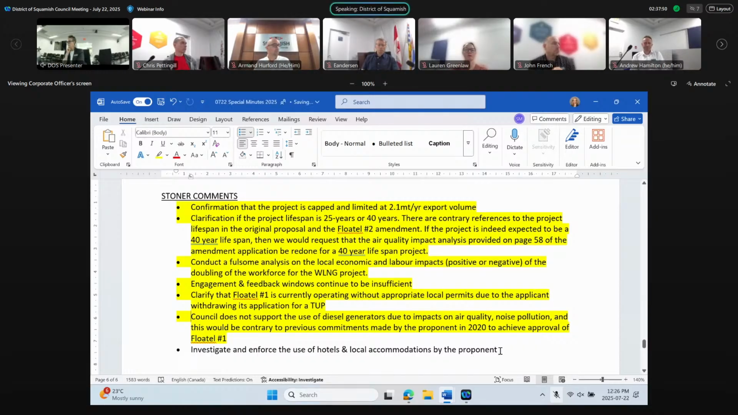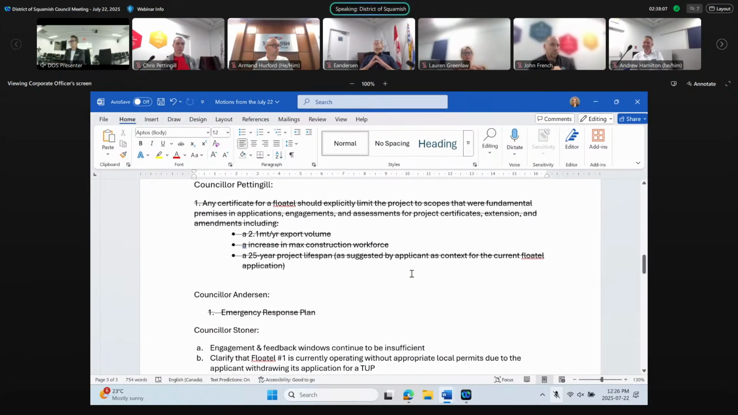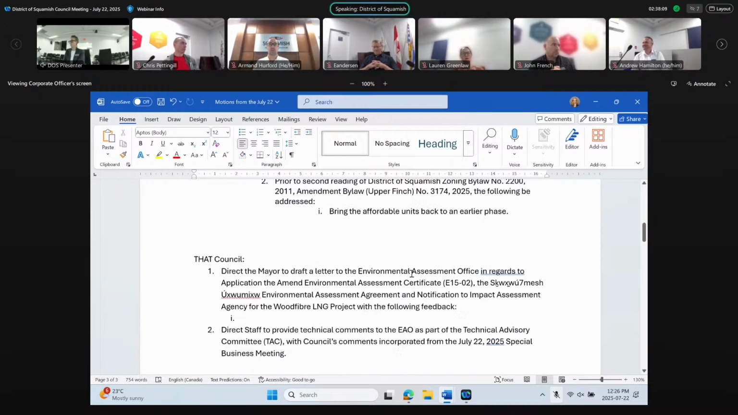So now we've got the suite. We've gone around the table and generally approved it. So now I will move both recommendations that contain everything we've already approved by straw poll. And Councillor Stoner seconds that.